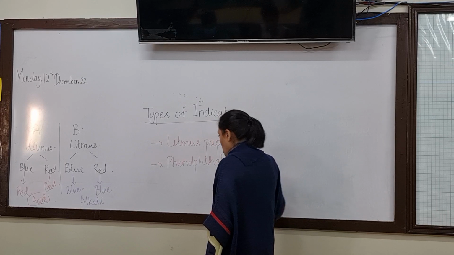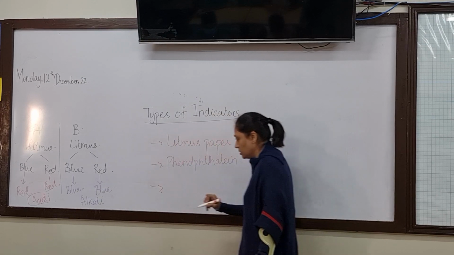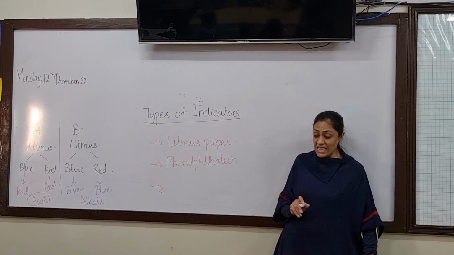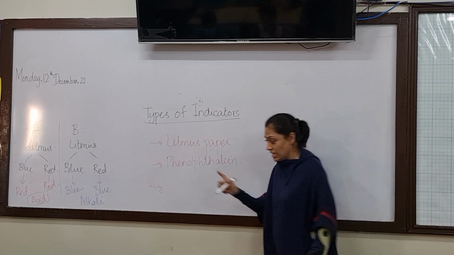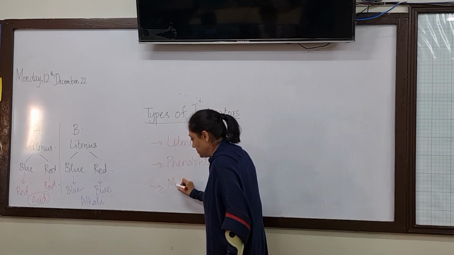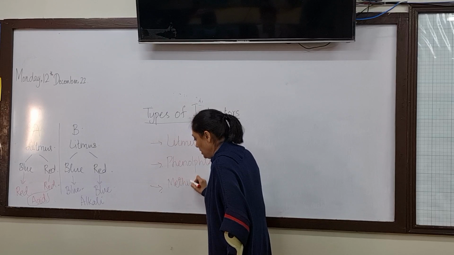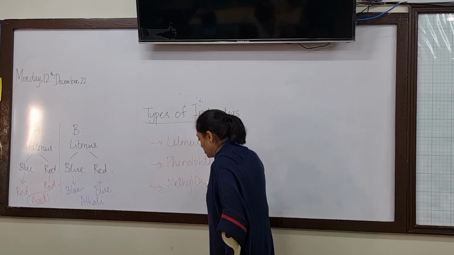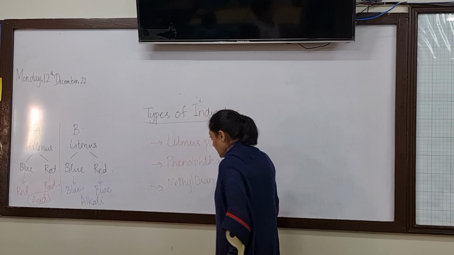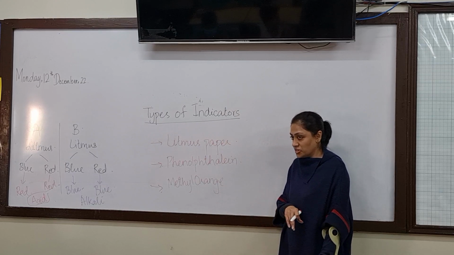Phenolphthalein is very hard, long spelling, but I don't know, either you can learn it. And then phenolphthalein, okay? And the last third one is methyl orange. These all are the indicators.